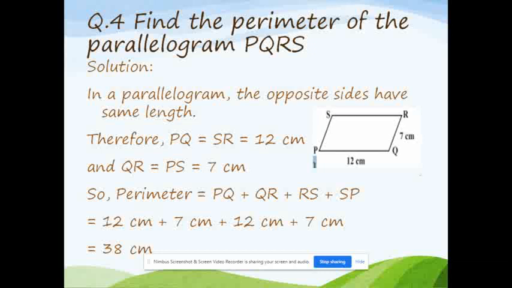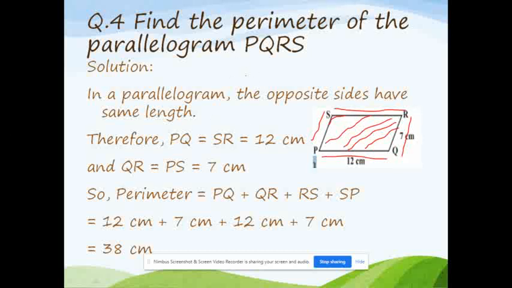Area is the portion which a shape occupies on the plane. So from the figure PQRS, this part is called its area. Perimeter is the total distance traveled by a man or a thing around this shape. When we add all the lengths, that is called the perimeter.